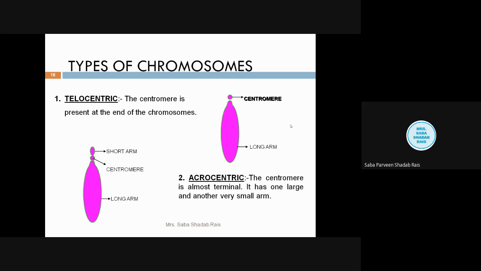I repeat so that you can remember: chromosome numbers 13, 14, 15, 21, and 22, plus your Y chromosome. These are acrocentric in the case of humans. And in another species, the grasshopper, all the chromosomes are acrocentric.